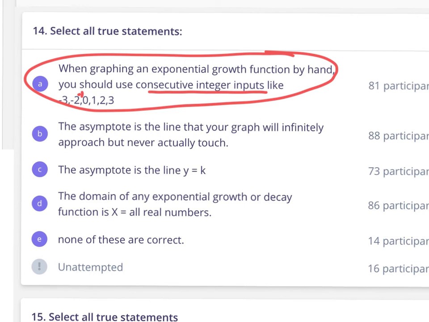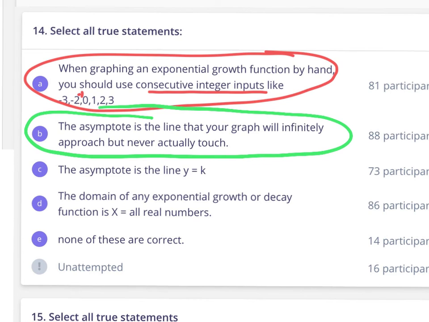The asymptote is the line that your graph will infinitely approach but never actually touch. That is also true. Y equals k is the asymptote, and that is the line that your graph will infinitely approach but never touch. And that's what this next one says: the asymptote is y equals k.